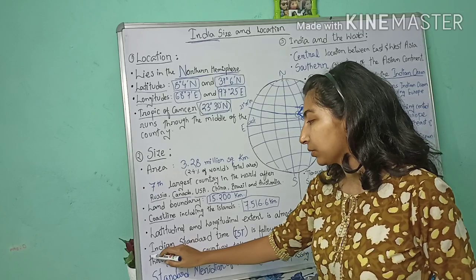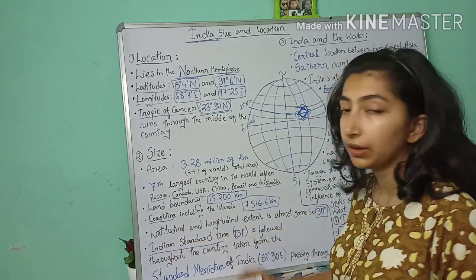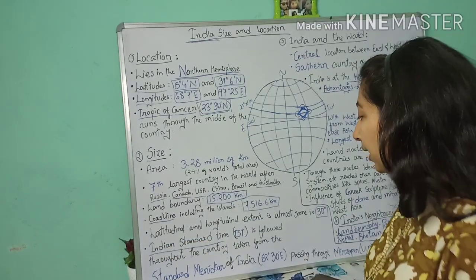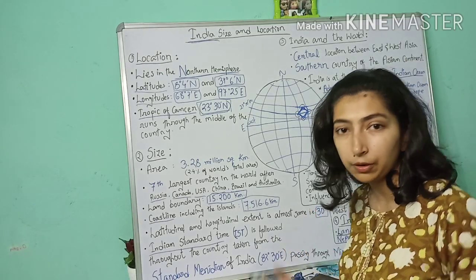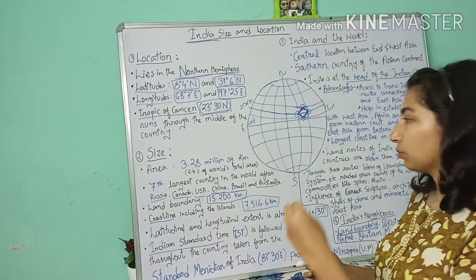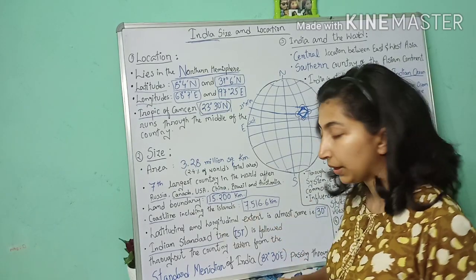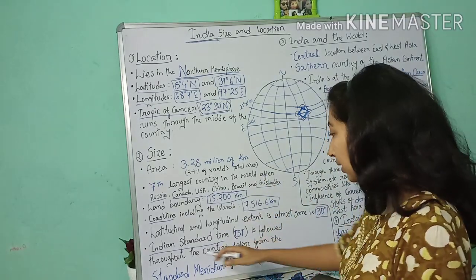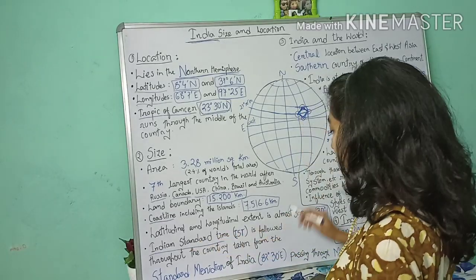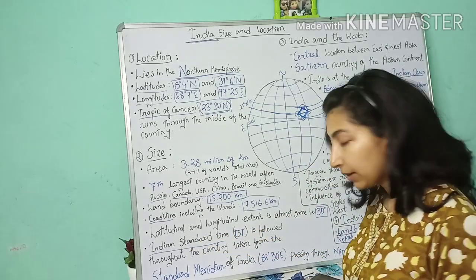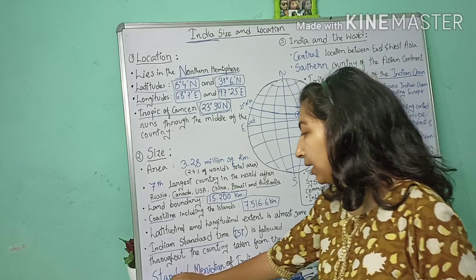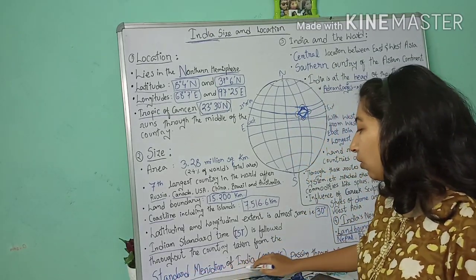Then next comes Indian Standard Time, or the IST as we call it. We have different local times for different places, but so that there is no confusion, we have a common time that is followed throughout the country, that's called the Indian Standard Time. Okay, and from where is it calculated? It is calculated from the Standard Meridian of India.